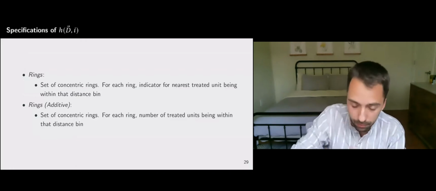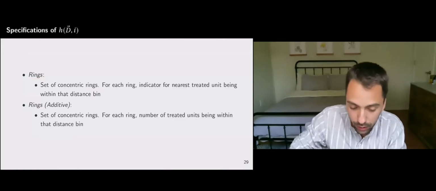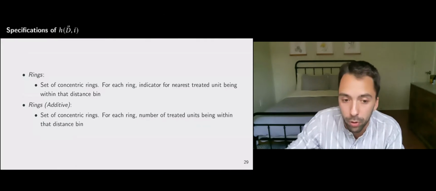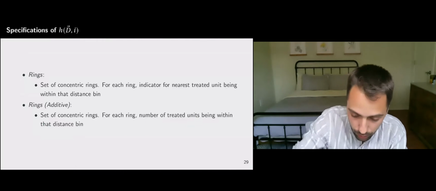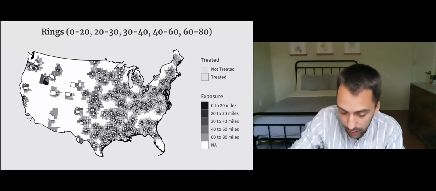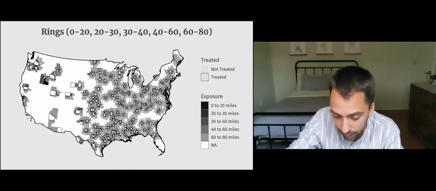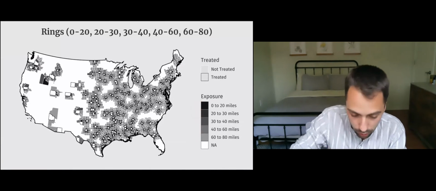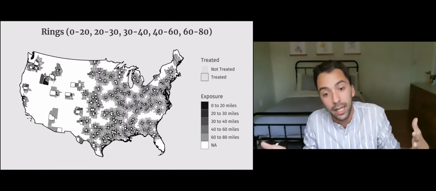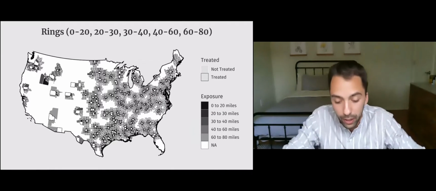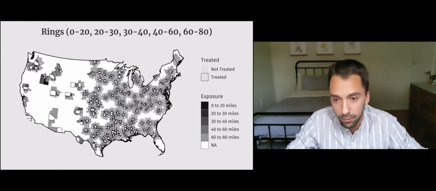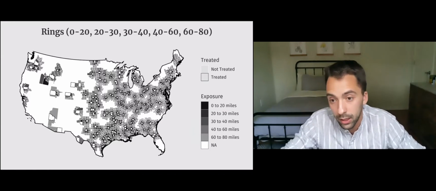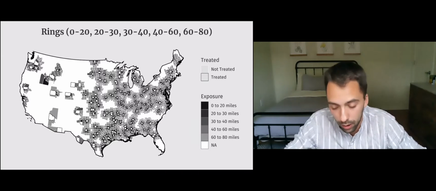And then I'm also going to use these rings, which are a set of concentric rings. The additive version of this would just be the number of treated units that belong to each distance bin. As an example, there are different exposures. Instead of it just being a single number, it's a set of indicators, one for being between 0 and 20 miles, 20 and 30, 30 to 40, 40 to 60, 60 to 80. If the true exposure mapping were a decay, you can approximate this really well with rings. In fact, as the number of rings gets larger and larger, you would be able to non-parametrically estimate any exposure mapping at all.